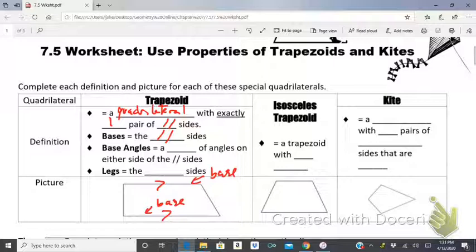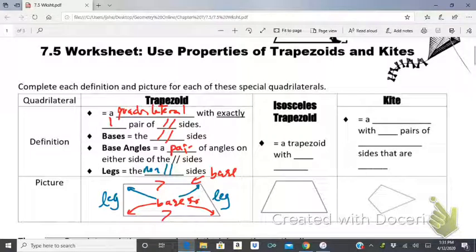Okay? So now, these things right here, I'm just going to erase and kind of fine-tune a little bit. These things right here are called the base angles. Base angles are a pair of angles on either side of the parallel bases, which also means that these, actually I'm going to do that in a different color, are base angles too, but they're different base angles. This thing here is called a leg, and this thing here is called a leg. The legs are the non-parallel sides. That's what a trapezoid is.